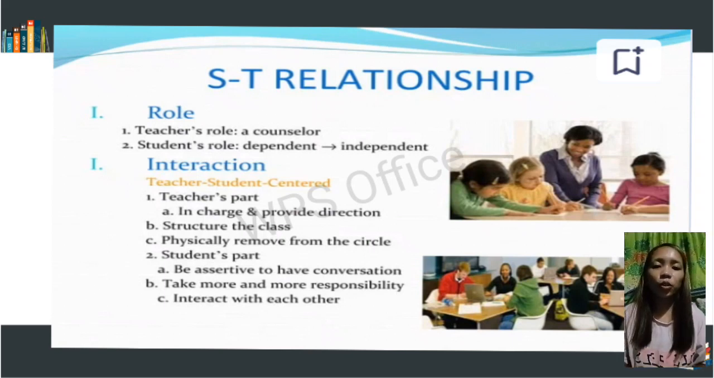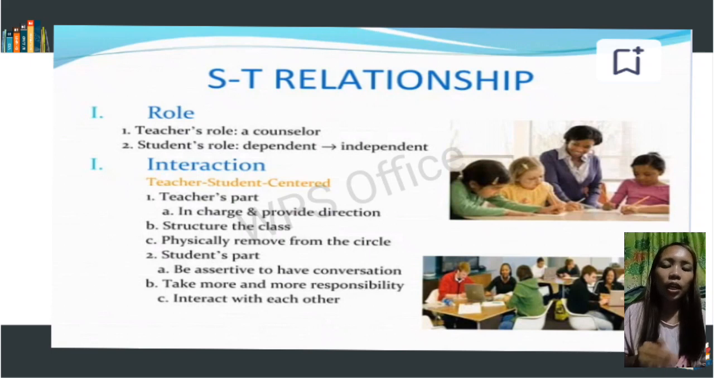Okay, the student-teacher relationship. So, the teacher's role is a counselor and the student's role is a dependent or independent. So, their interaction is teacher-centered, teacher-student-centered. So, the teacher's part is first, in charge and provide direction. So the teacher is the one who provides direction. And second, structure the class. And third, physically remove from the circle. So, di ba, ganina I mentioned that they're going to sit in a circle and there is a tape recorder in the middle. So the teacher is not within that circle.